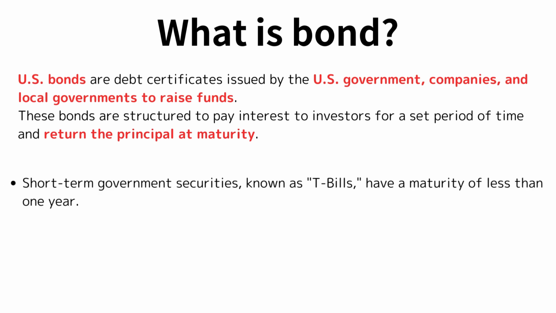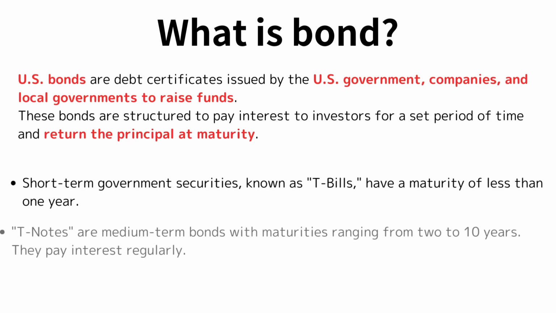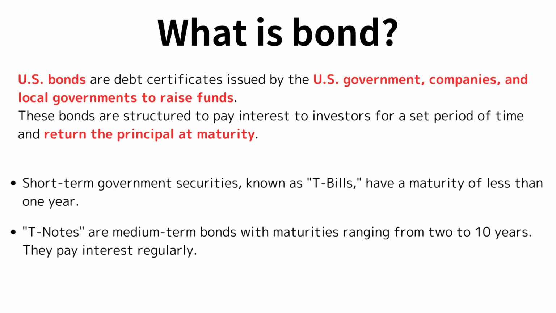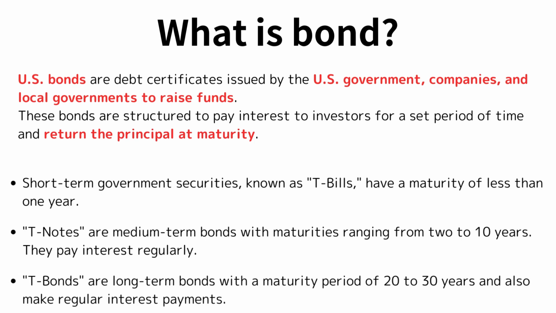1. Short-term government securities, known as T-bills, have a maturity of less than 1 year. They are issued at a discount and pay the principal amount at maturity without regular interest payments. 2. T-notes are medium-term bonds with maturities ranging from 2 to 10 years. They pay interest regularly. 3. T-bonds are long-term bonds with a maturity period of 20 to 30 years and also make regular interest payments.